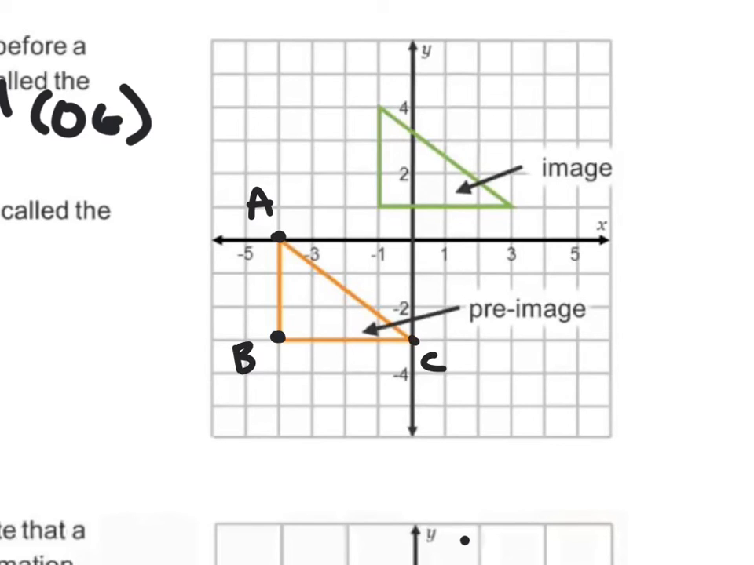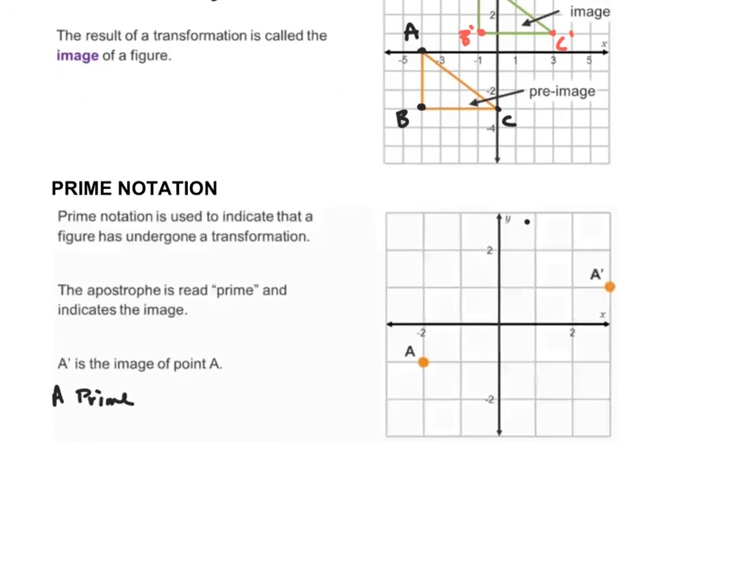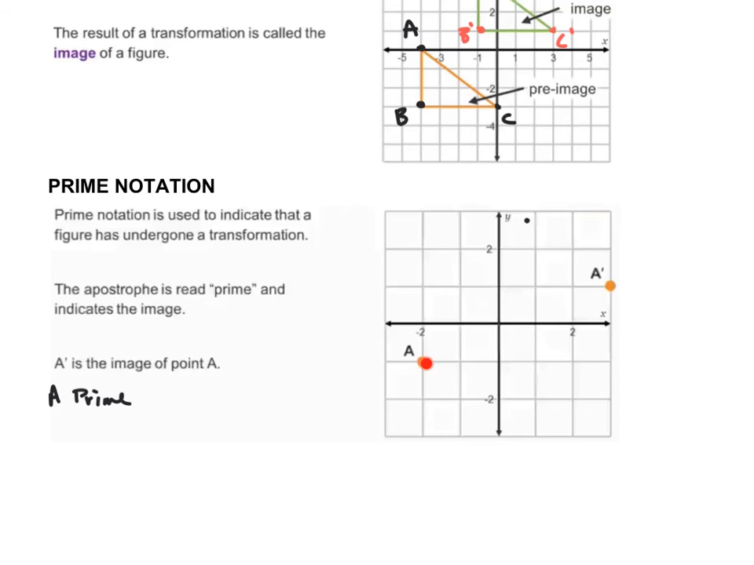So what I would do here, if I were to call this triangle A, B, and then C, this is on my pre-image. On my image, after the transformation, which looks like a translation going up 4 over 3, I would label this as A prime, B prime, and C prime. And you could do the same thing here. If you've got your original point here, you go up 2 over 1, 2, 3, 4, 5. This is your original, this is your result. This is your pre-image, this is your image.